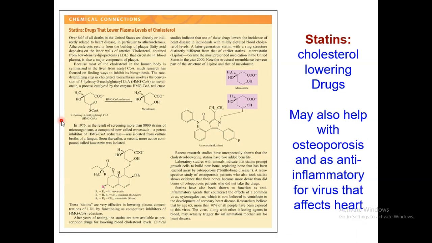Okay. So the target of these drugs is HMG-CoA reductase. The next type you will encounter are statin drugs. Those are cholesterol-lowering drugs. This is usually administered for patients who have cardiovascular diseases, where the problem is hypercholesterolemia. Okay?